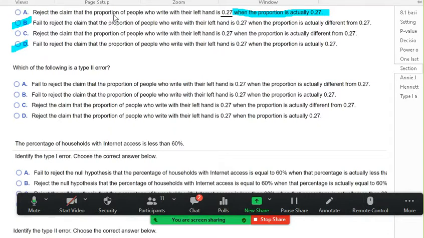You reject the claim that the proportion of people who write with their left hand is 0.27 when the proportion is actually 0.27. That's describing a type 1 error.